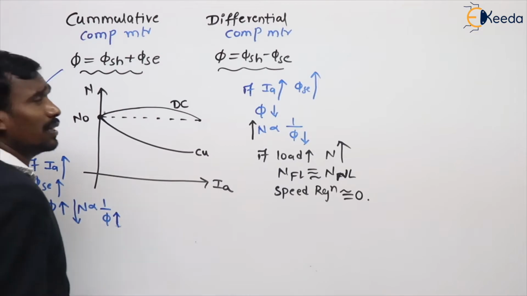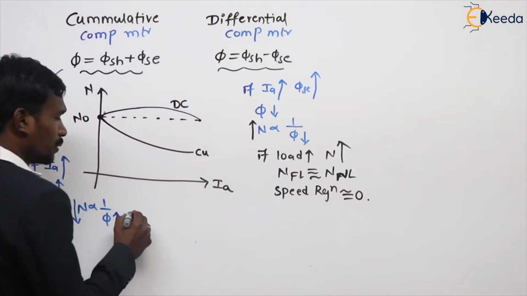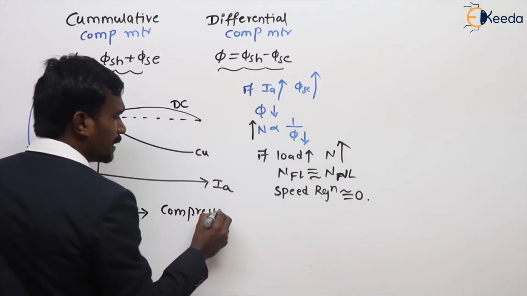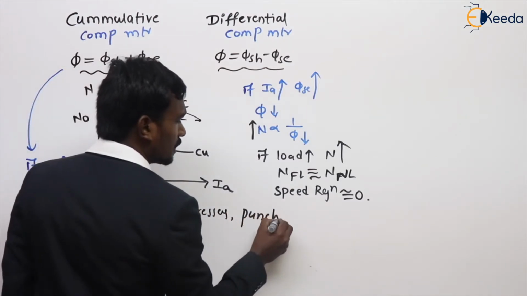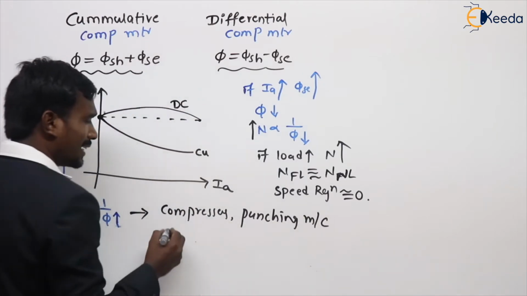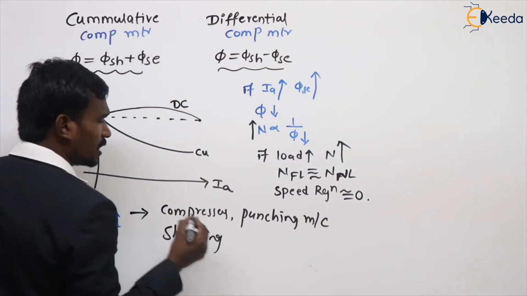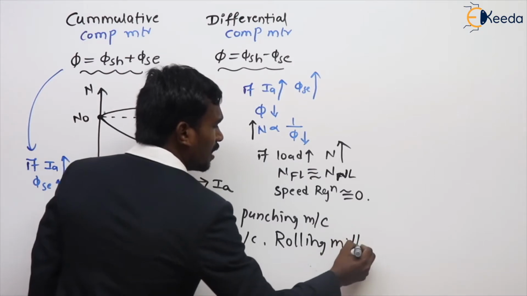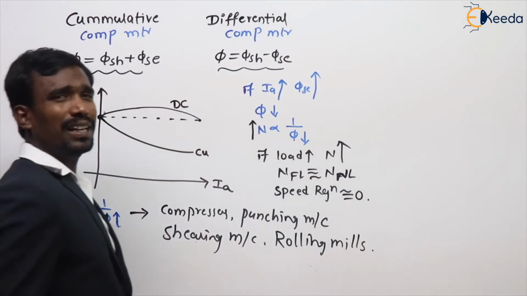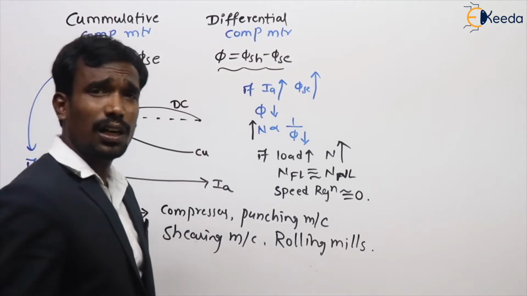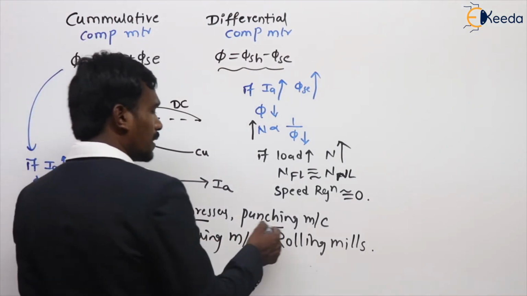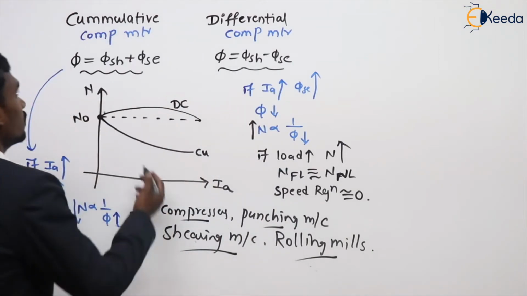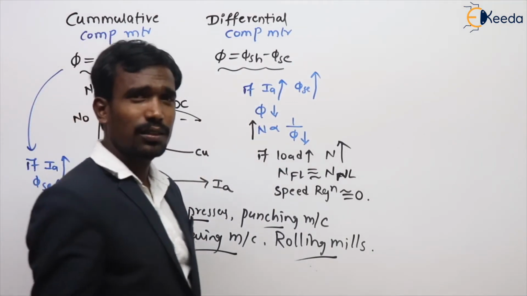But the cumulative compound motor is where we have to use it. The applications of the cumulative compound motor are compressors, punching machines, shearing machines, rolling mills. These are heavy duty applications where we can use the cumulative compound motor. In this condition, we can use the cumulative compound motor.